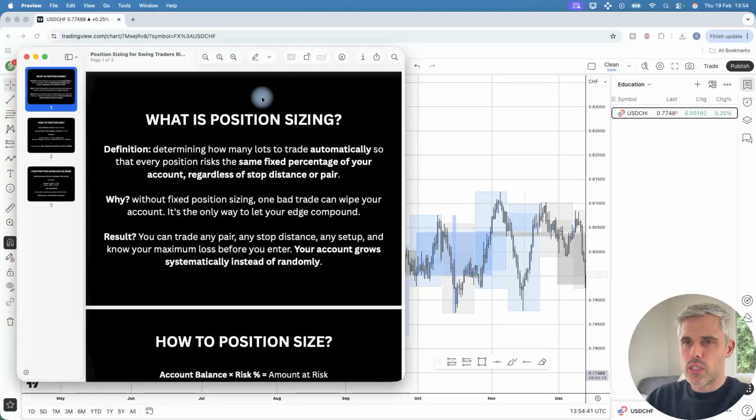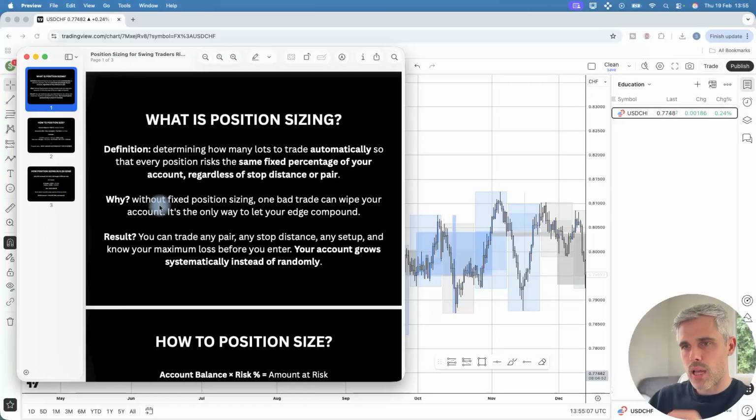So what is position sizing? The definition of position sizing is determining how many lots to trade automatically so that every position risks the same fixed percentage of your account. And this is regardless of stop distance or pair. So what we want to do is get to a point where whenever we're taking a trade, we understand the maximum downside risk per trade. And that downside risk is fixed.